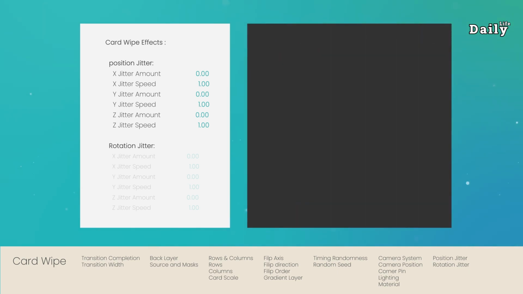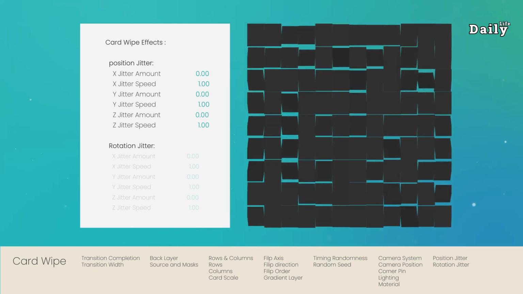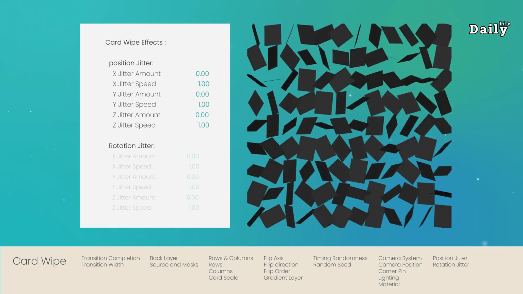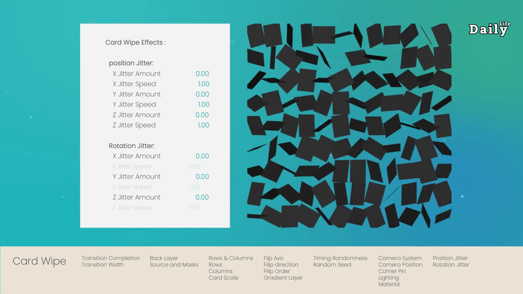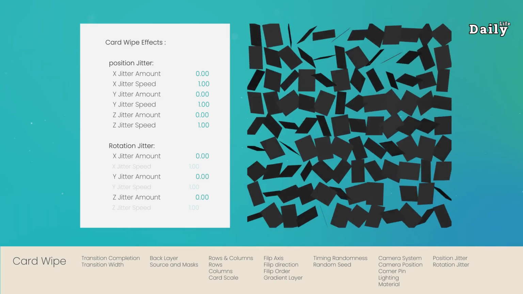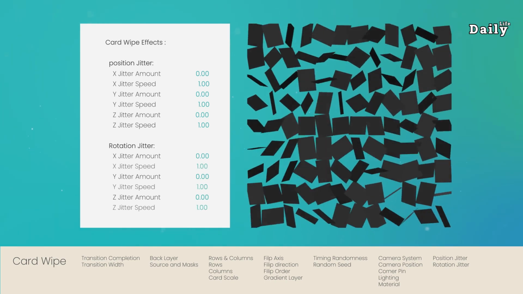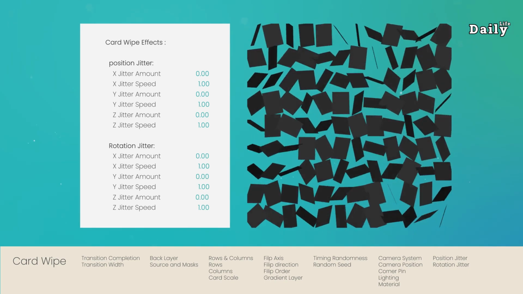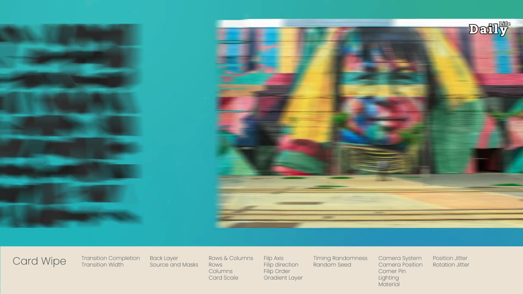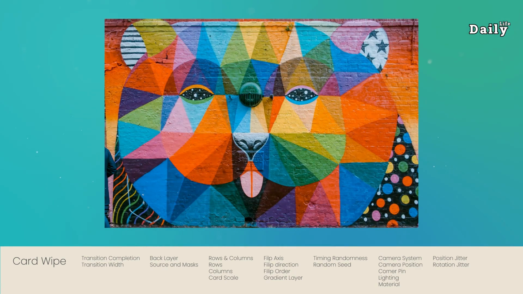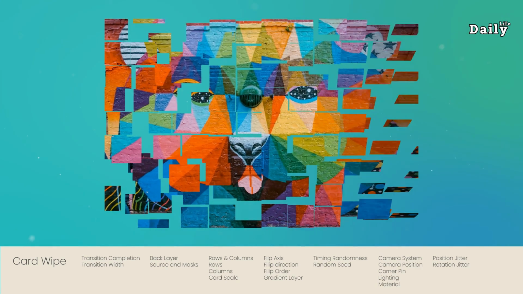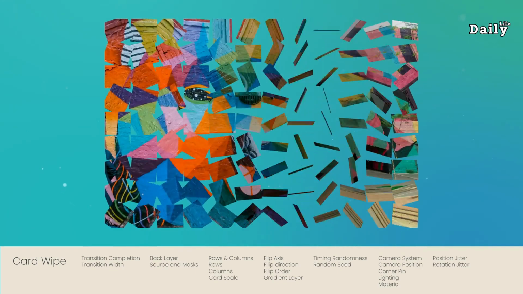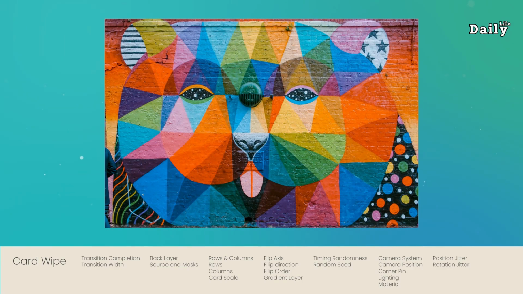Rotation jitter. Rotation jitter randomly rotates the card around the X, Y, and Z axis. Jitter amounts control the extent of rotational jitter for each axis. Rotation jitter speeds define how fast the cards rotate along the X, Y, and Z axis. This is perfect for adding a chaotic or playful flipping effect to your transition. Experiment with these settings to create unique and engaging transitions that stand out in your motion design projects.